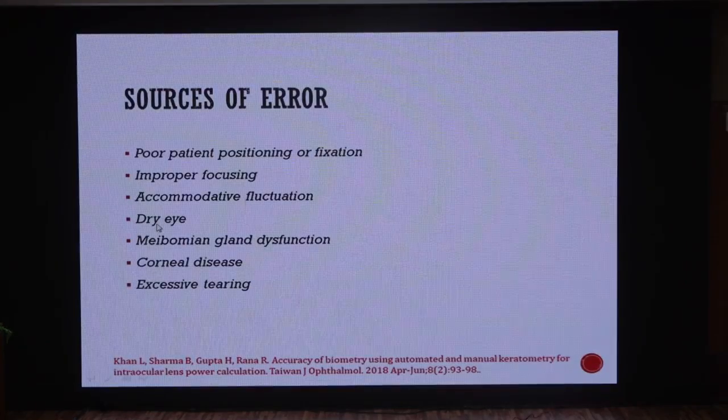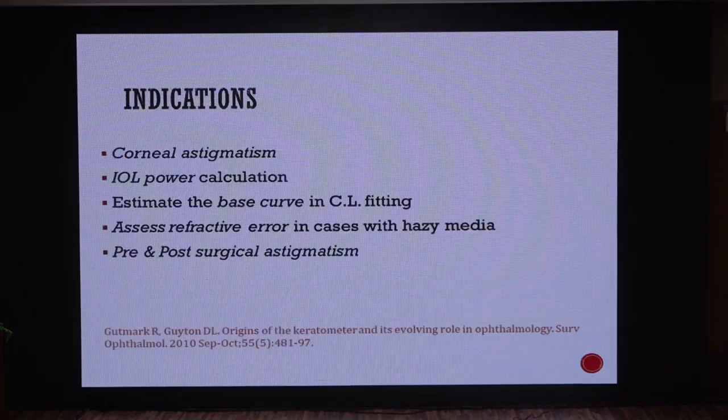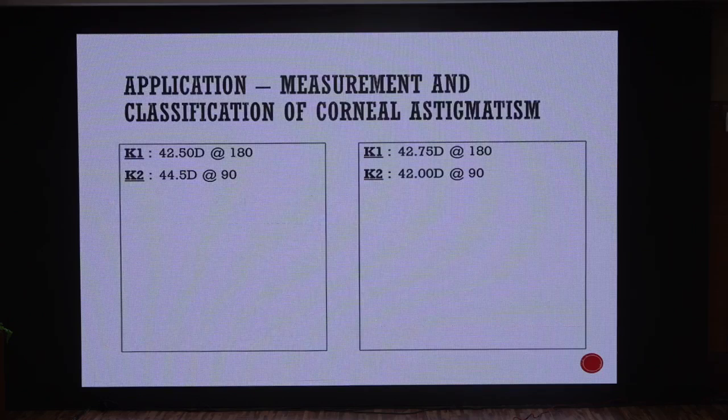Okay, so dry eye, meibomian gland dysfunction, any anterior surface corneal diseases, or excessive tearing again is going to hamper the keratometry readings. So where do we use keratometry? In order to measure the corneal astigmatism, for IOL power calculation, to estimate the base curve in contact lens fitting, to assess the refractive error in cases of hazy media, and to assess the pre and post surgical astigmatism.